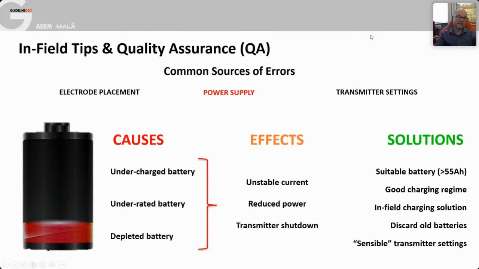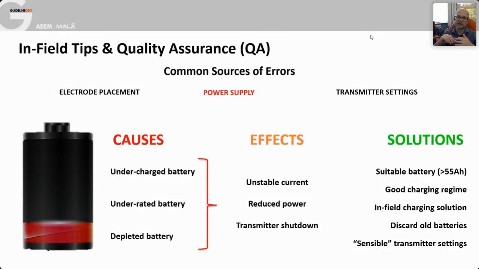And then sensible transmitter settings. If you are using the highest power settings, the instrument could be drawing 30 or 40 amps out of a battery. And so a 12-volt car battery is not going to last a very long time if you do that. It's going to be dead by morning break.